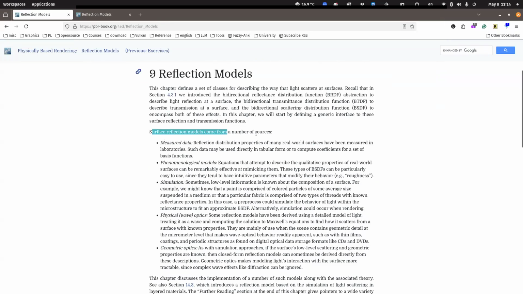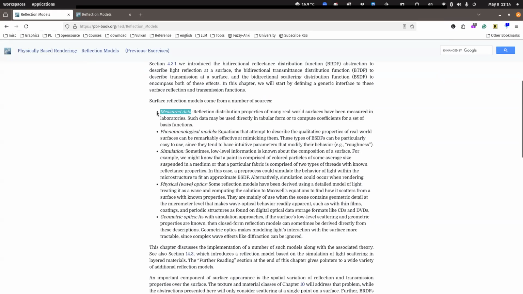Surface reflection models come from a number of sources. Measured data: a lot of reflection distribution properties have been measured in the lab. Such data may be used directly in tabular form or to compute coefficients for a set of basis functions. Phenomenological models are equations that attempt to describe the qualitative properties of real-world surfaces. They can be remarkably effective at mimicking them. And these types of BSDFs can be easy for artists to use because they can have intuitive parameters, like roughness, metallic, stuff like that.